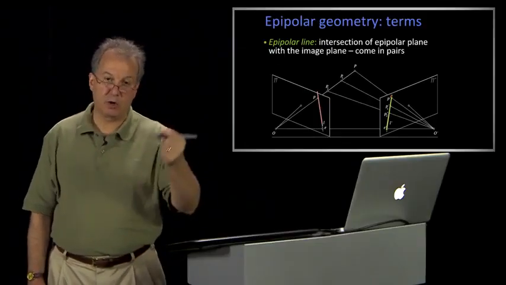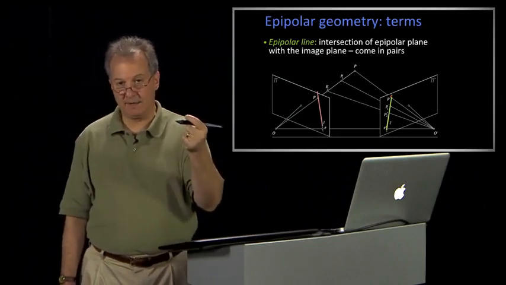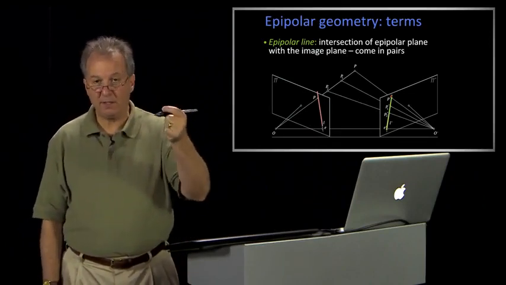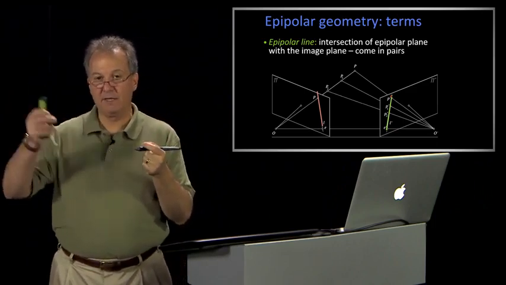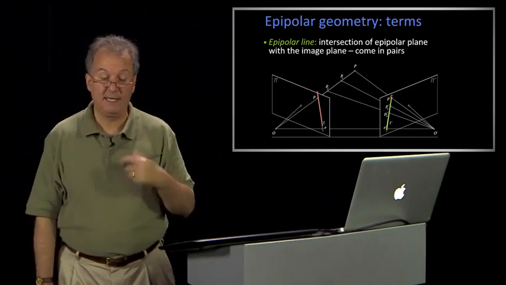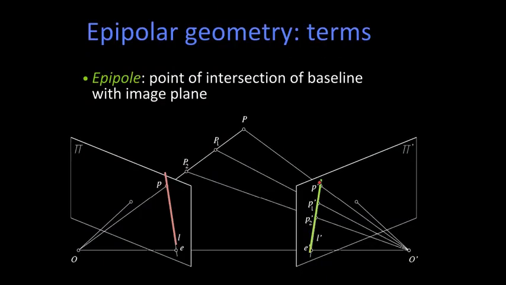Corresponding epipolar lines are, if you have a point, you figure out its epipolar line, and its matching point must be on the corresponding epipolar line in the other image. Finally, we have something that we haven't talked about before, which is called the epipole. The epipole is the intersection of the baseline ray with the image plane. So assuming the image plane is big enough, it would intersect the image plane there.